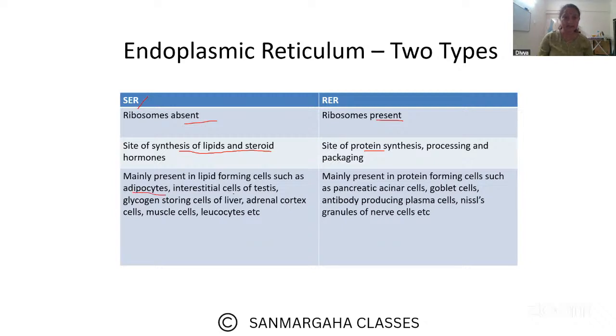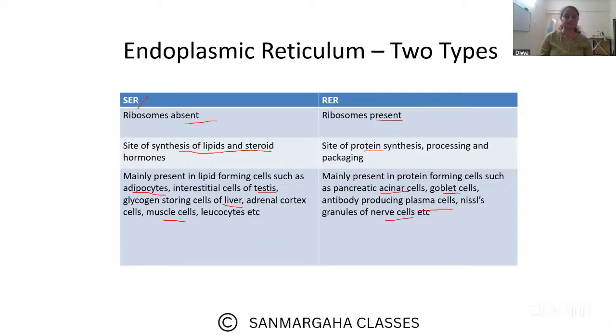right? And interstitial cells of the testes. Then glycogen storing cells of the liver, then cortex cells, muscle cells, leukocytes, etc. And rough endoplasmic reticulum is found in pancreatic acinar cells and goblet cells, then in plasma cells where antibodies are released, and the Nissl's granules of the nerve cells.